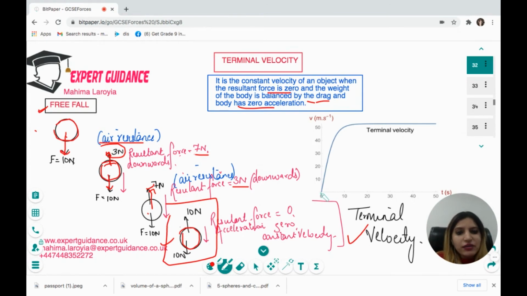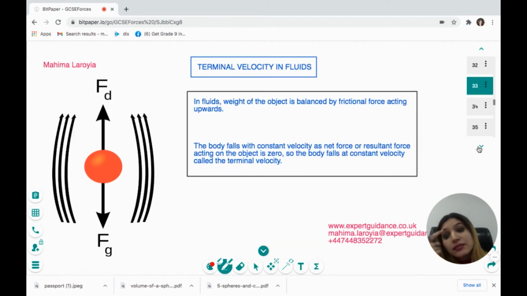So you can see here in the graph that the velocity is increasing, it means that the body is accelerating. But after some time, it comes to a constant velocity, and that constant velocity is termed as terminal velocity. Now, terminal velocity is also seen in fluids.